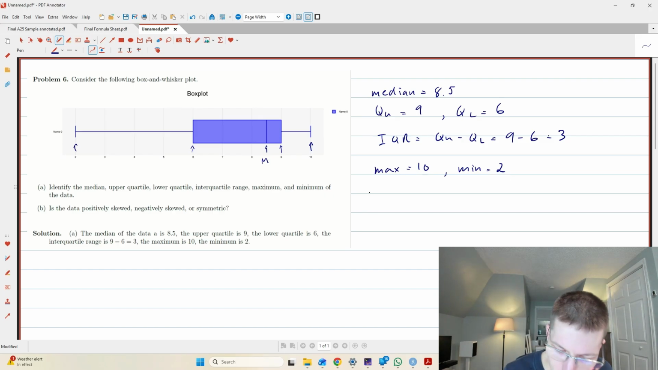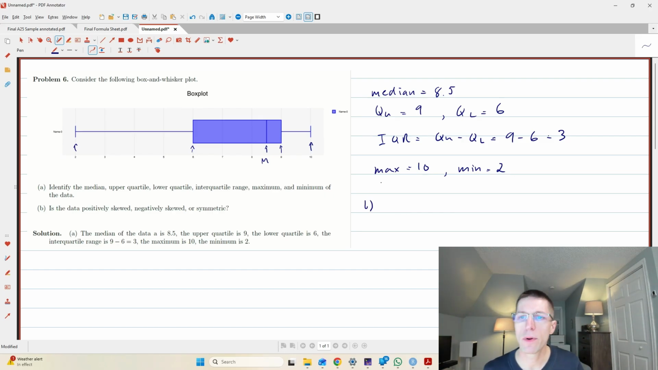Part B, is it positively, negatively, or symmetric? Based on this, I'm going to say it's leftward or negatively skewed.